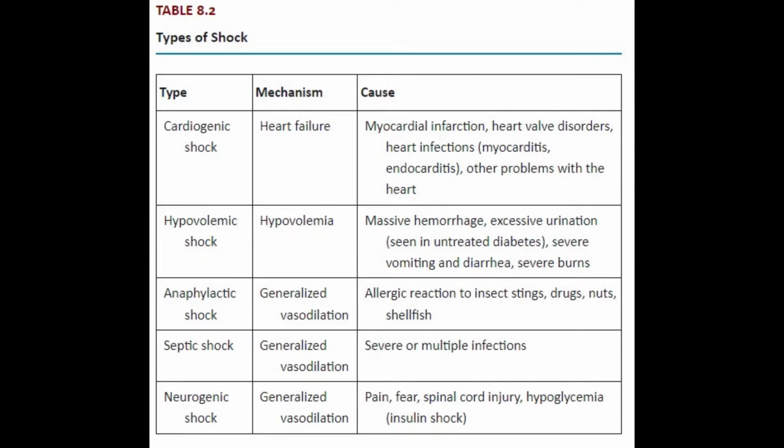Anaphylactic shock. This is generalized vasodilation, so your blood vessels are just spreading. This is caused by an allergic reaction to insect stings, drugs, nuts, and shellfish. There's also septic shock. This is caused by severe or multiple infections, also results in generalized vasodilation. And the fifth one, I said there were 4, I lied, there are 5. Neurogenic shock. It is also generalized vasodilation, and it can be caused by extreme pain, extreme fear, spinal cord injuries, or hypoglycemia, where you can actually have insulin shock.